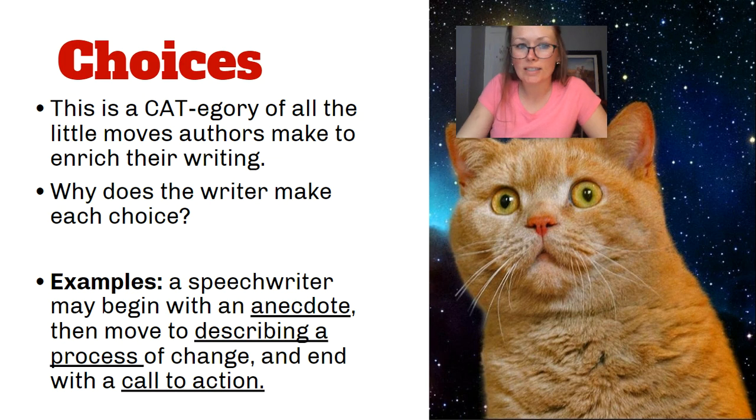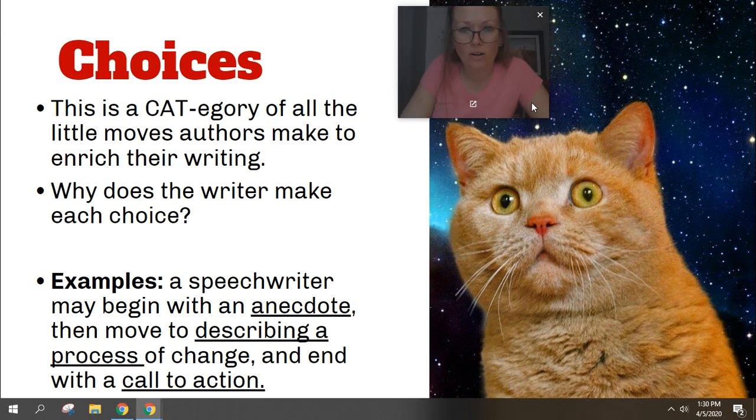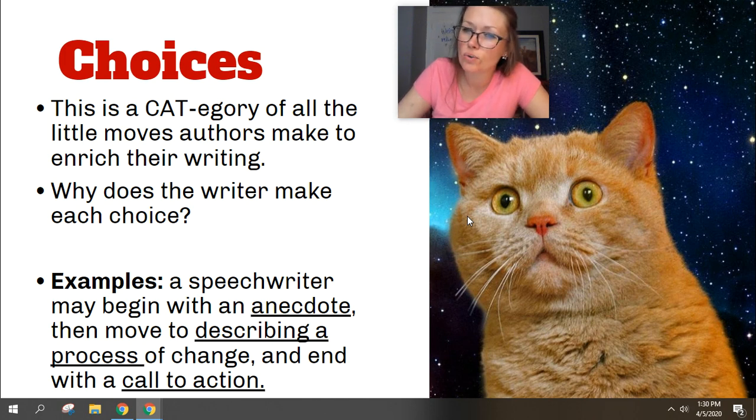So let's talk about choices for a moment. This category is all the little moves that a writer makes to enrich their writing. So we need to ask ourselves as we read, what do we notice about the writer's writing? And why does the writer do that? Why do they make that choice? So, an example of this is that a speechwriter may begin with a personal anecdote, something from their past, and then move on to describing a process of change and then end with a call to action.